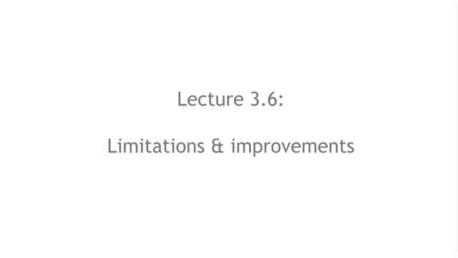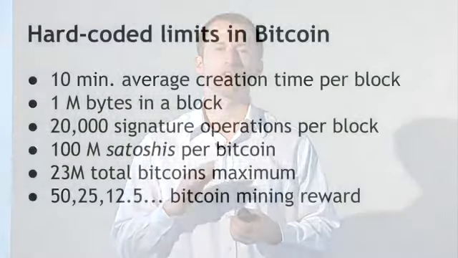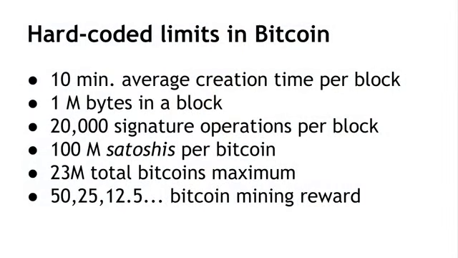So finally, we'll talk about some built-in limitations to the Bitcoin protocol and why it's challenging to actually improve them. There are a lot of hard-coded constants that are implemented into the Bitcoin protocol, which were chosen when Bitcoin was proposed in 2009, before we really had any idea that it might grow into this globally important currency. So the most important limits are probably the limits on the average time per block, the size of blocks, the number of signature operations in a block, and the divisibility of the currency.